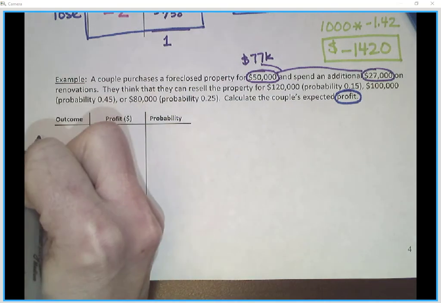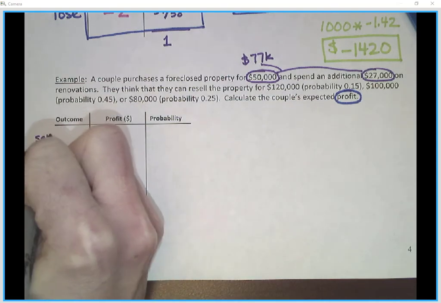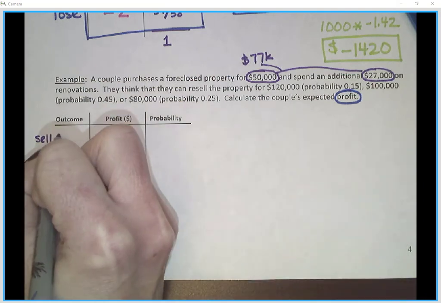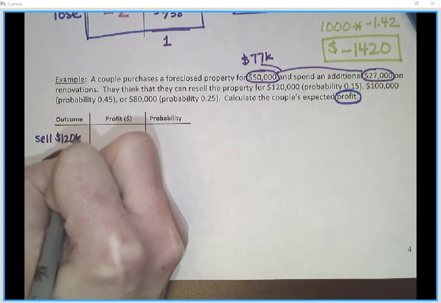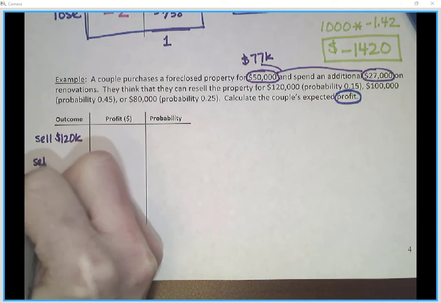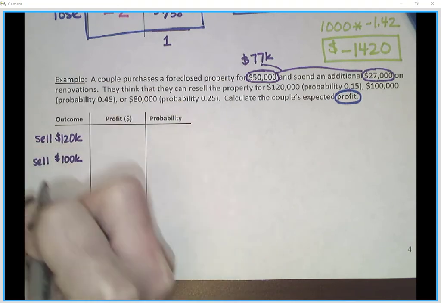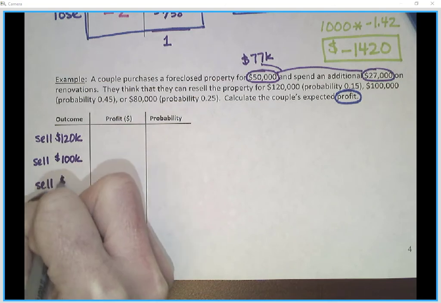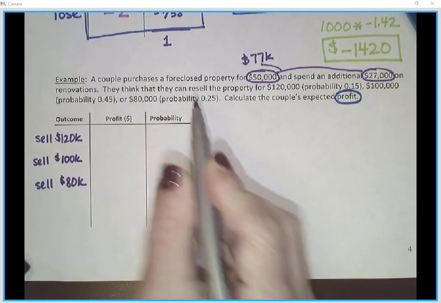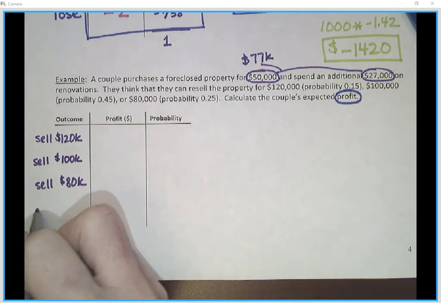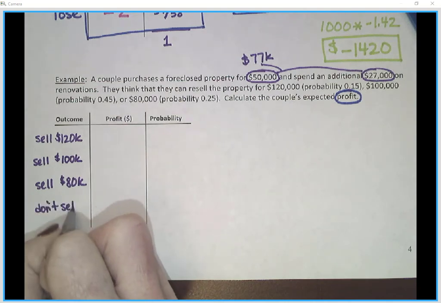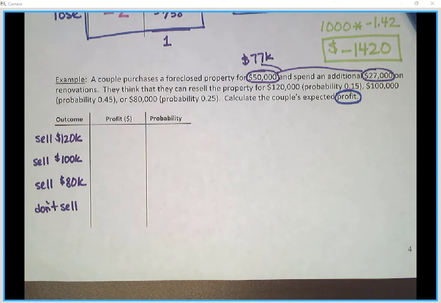So they could sell it for $120,000, or they could sell it for $100,000, or they could sell it for $80,000, or maybe they just don't sell it. So those are some options. Okay, we'll see what all the probabilities and all the profits are for those options.